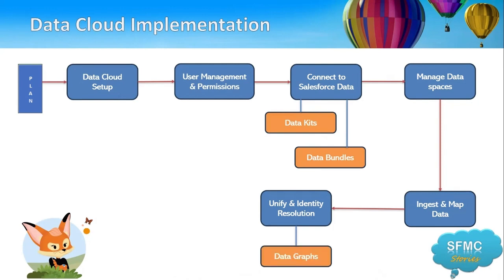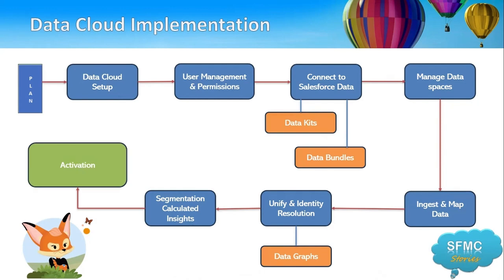Then we have data graphs. As I told you earlier, data graph will be helpful in personalization and segmentation of data for Marketing Cloud purposes. You can relate this to attribute groups in Marketing Cloud Engagement. Then we have segmentation and calculated insight based on the unified profile that you have generated in identity resolution. You can act upon that data. You can segment that data, more or less like our data filters in Marketing Cloud Engagement. And you can also prepare some insights on that data. Maybe if you want to see the lifetime value of a customer, using calculated insight you can check those details.